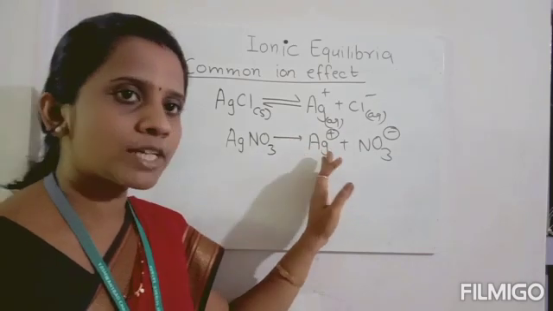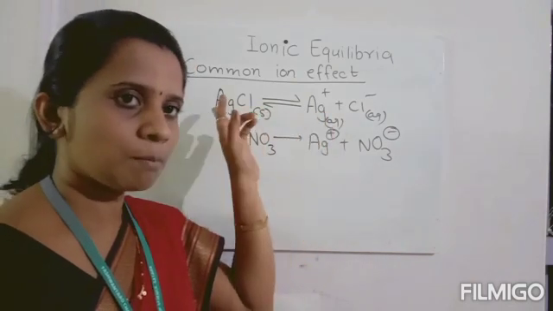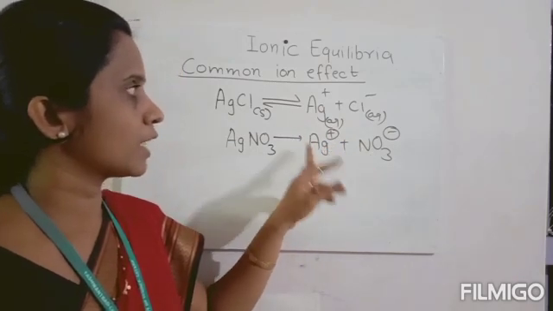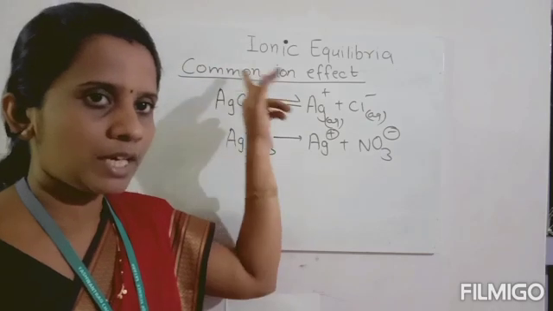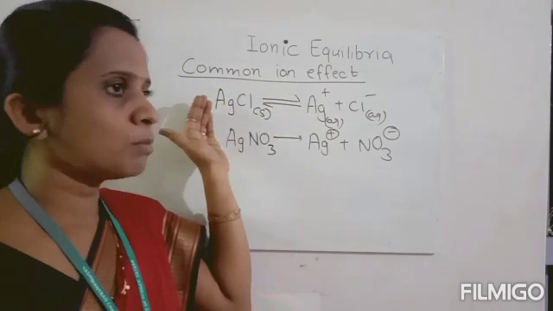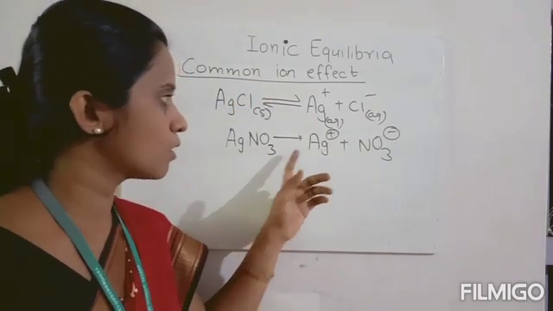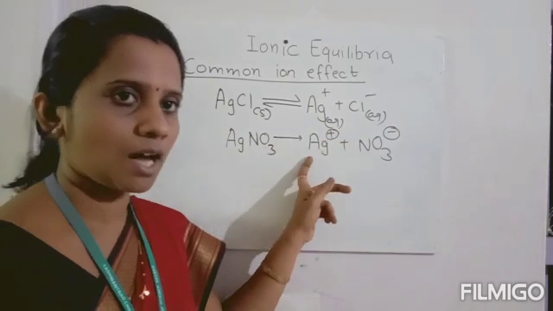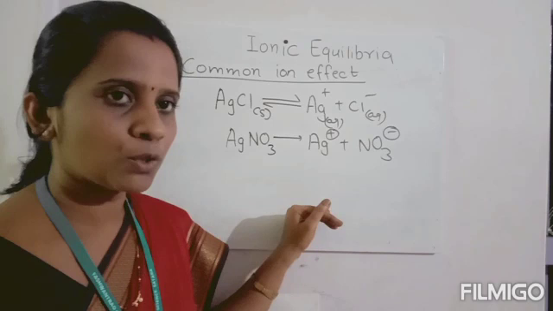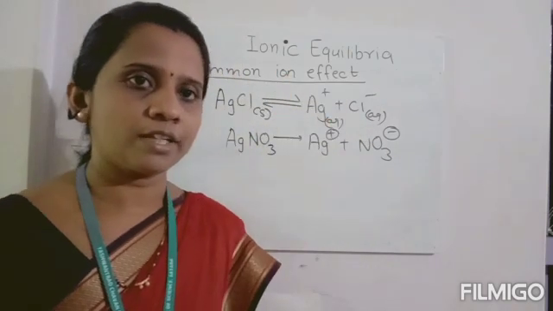So according to Le-Chatelier's principle, what will happen? The equilibrium will shift to the backward direction. So these Ag plus ions will again get converted to AgCl. So now in this case, solubility of AgCl decreases due to presence of common Ag plus ions. So decreasing solubility of a given compound can also be expressed with the help of common ion effect.